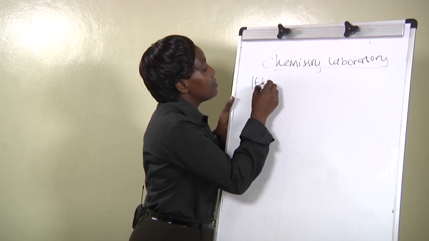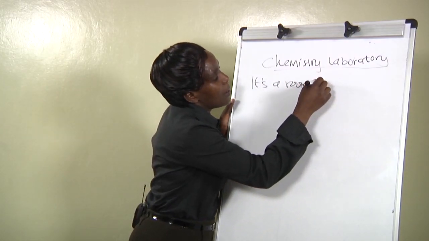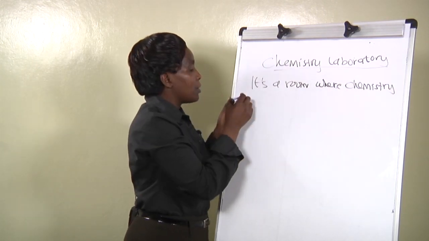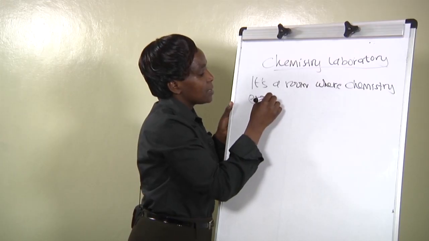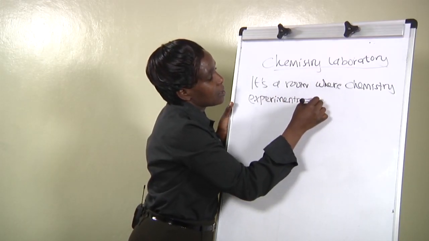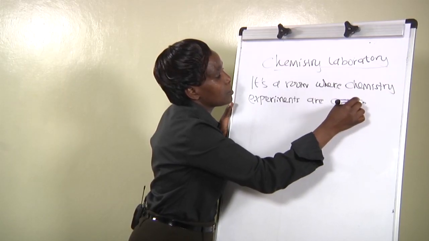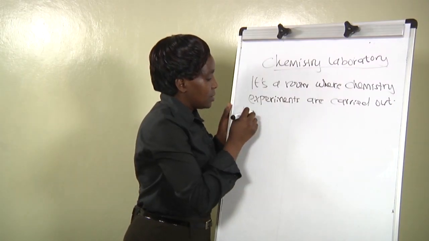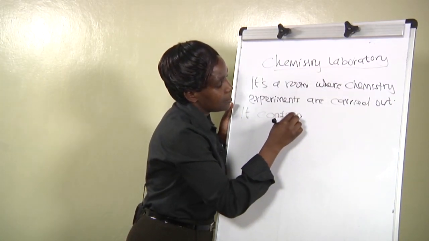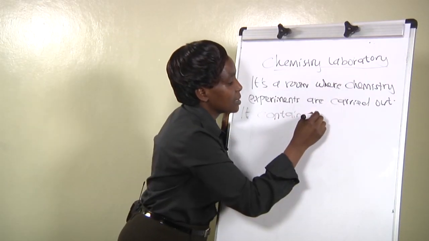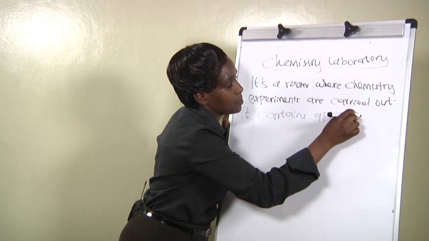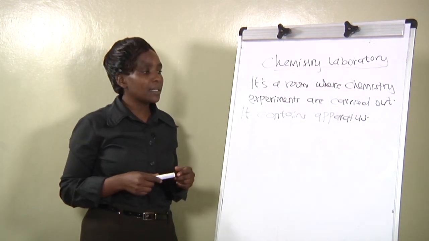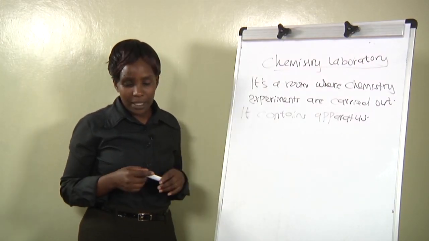We would say that it is a room where the chemistry experiments or practical experiments are carried out, and it normally contains what we call apparatus. So in that room, it is going to contain many apparatus, and apparatus are divided into different ways.